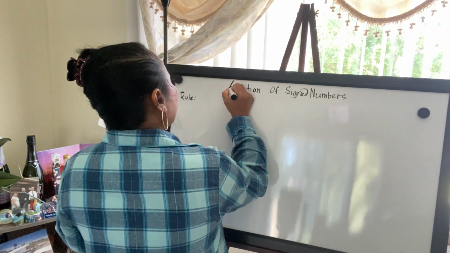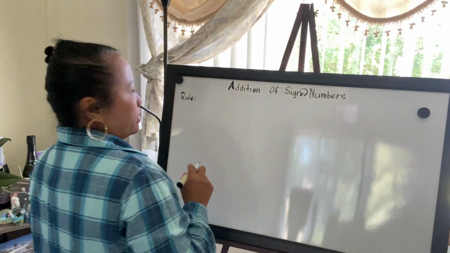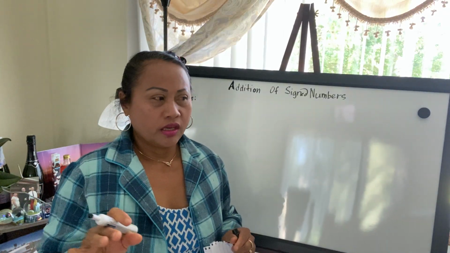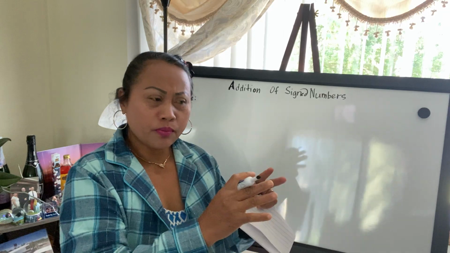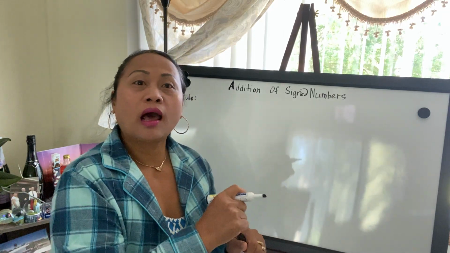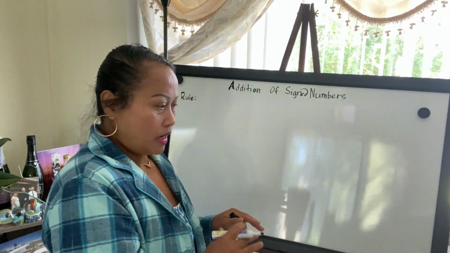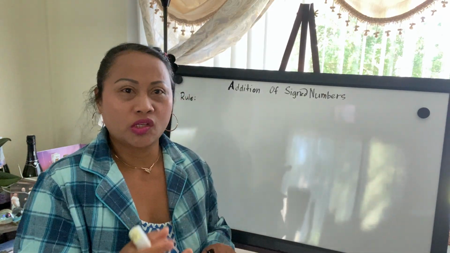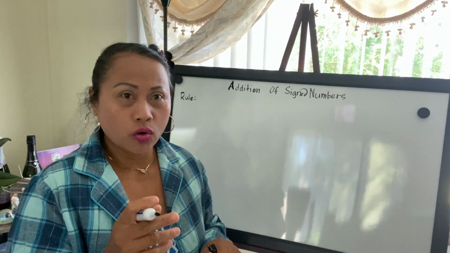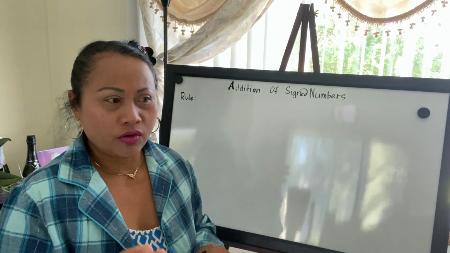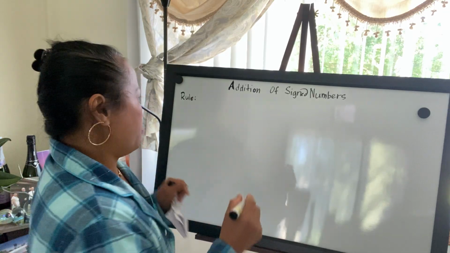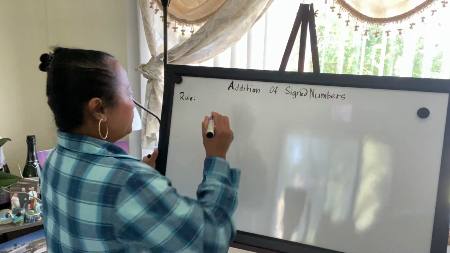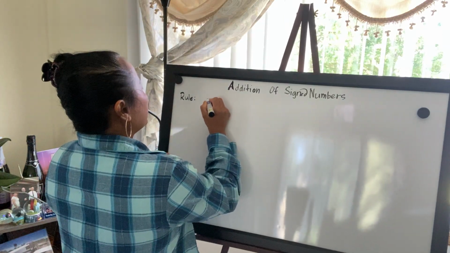So, there is a rule in adding signed numbers. If you add the same sign, you will add. But if you add different signs, you have to subtract. So that is the rule of adding signed numbers. Okay, I'll give you an example here.